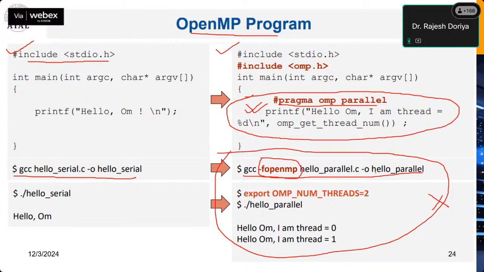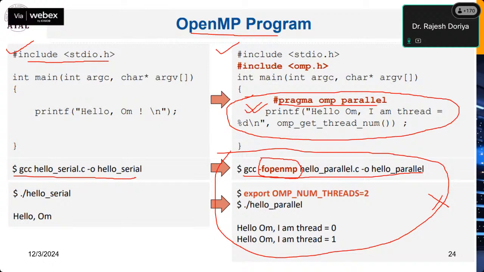If we execute this, then if you have a quad core system, 4 threads are going to be created, and if you have an octa core system, 8 threads are going to be created, and this particular statement is going to be executed that many times. Okay, so apart from that, let's say we need to limit the number of threads.